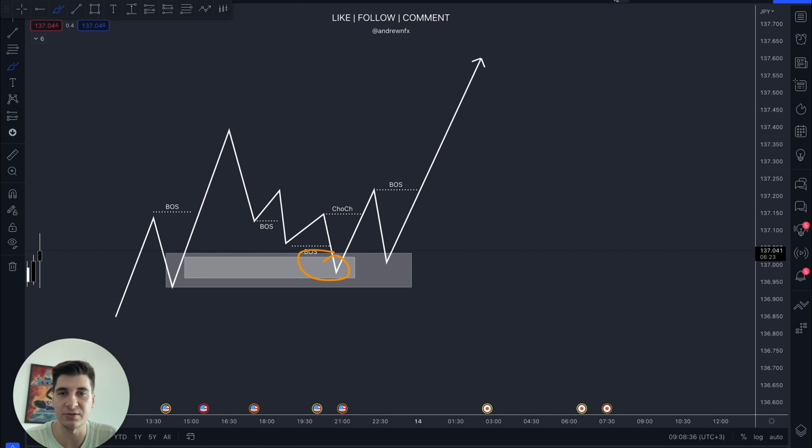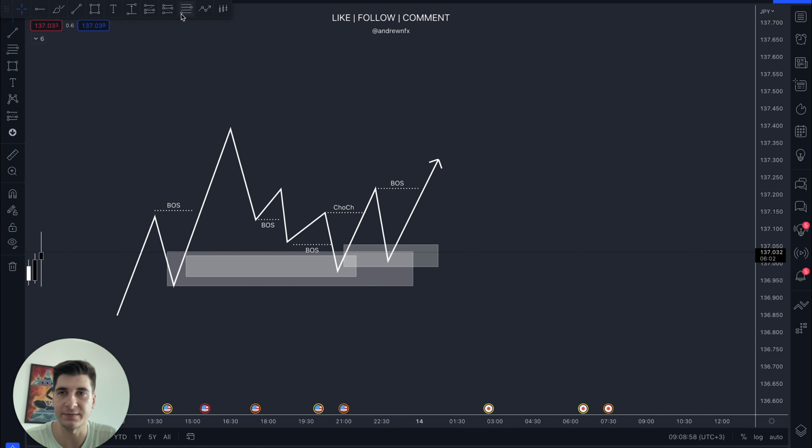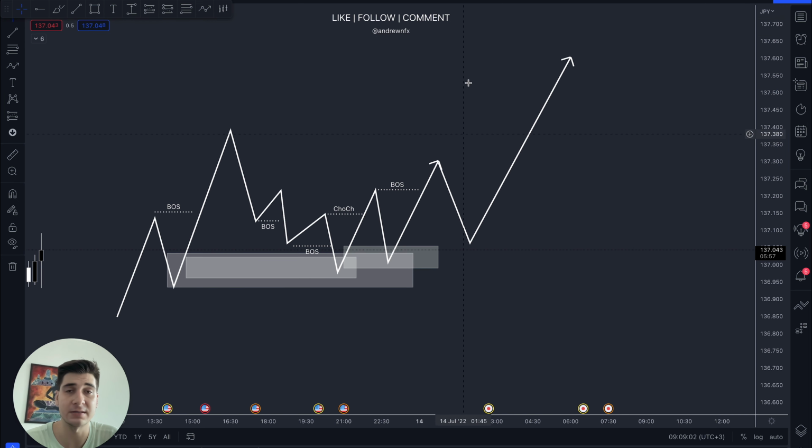So in order for a change of character to be valid and to classify it as that, we take the low and then we take the high, right? So it's really simple. Instead of taking the low and then taking the next low basically for a break of structure, we take the low and then we take the high, and usually this is the first entry that we can take, and most of the times after the second break of structure we can have another pullback and price will give a really nice push.